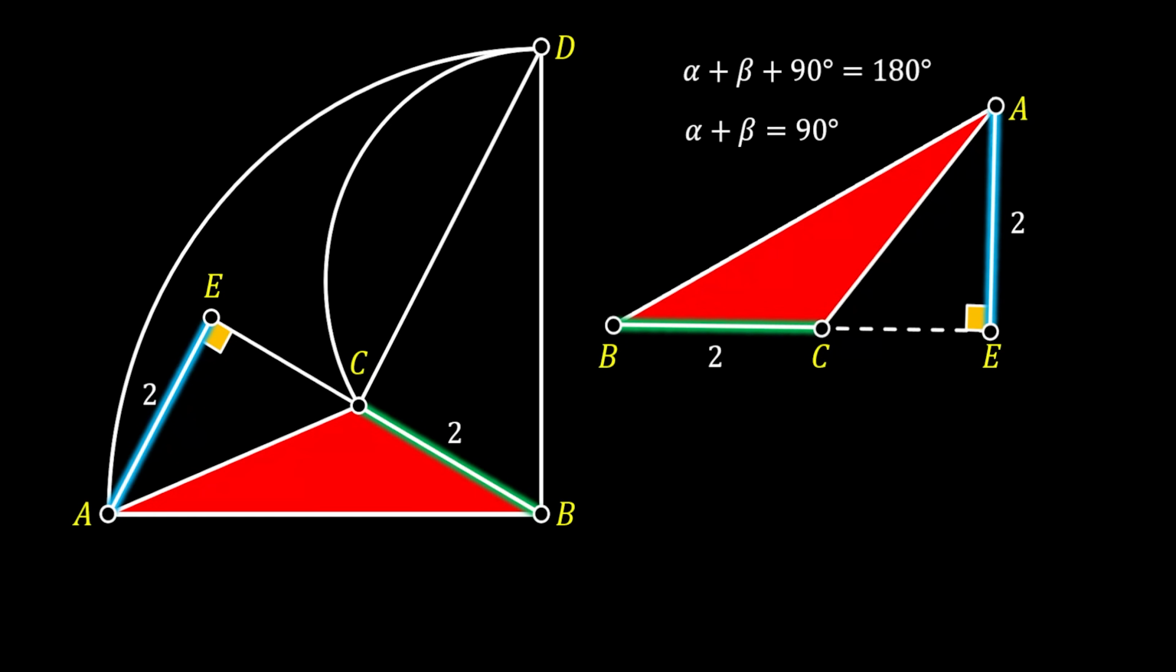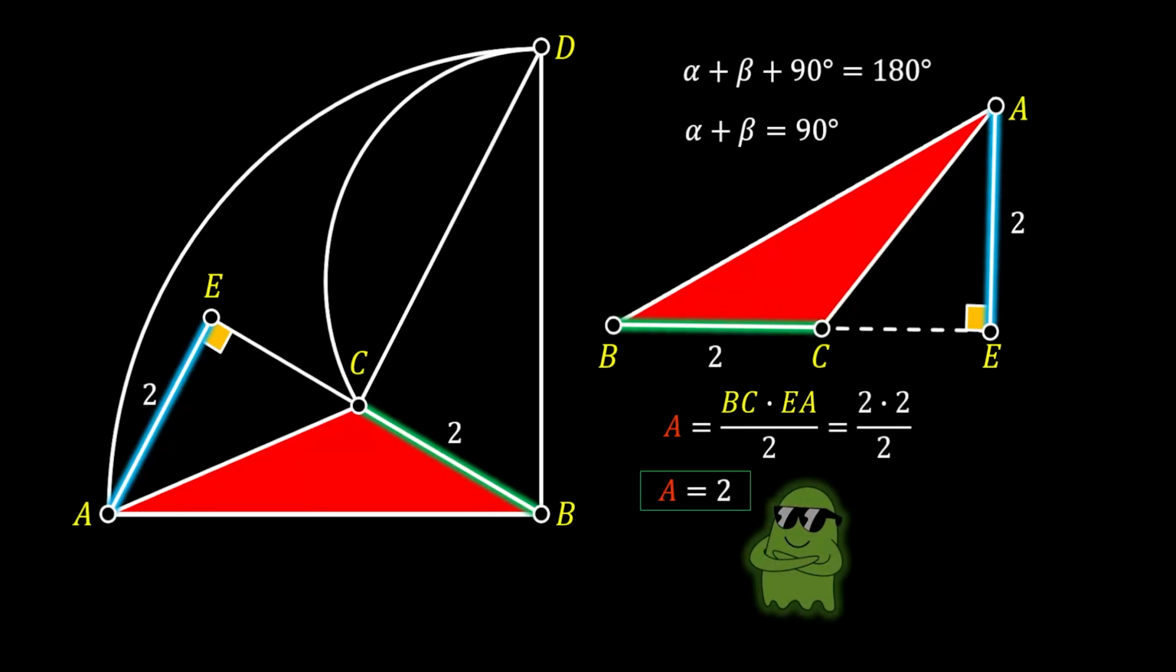So it's pretty easy to find the area of this red triangle as base times height over 2. We will just substitute our values and get that the area of the red triangle is equal to 2 square units, and this is our solution.